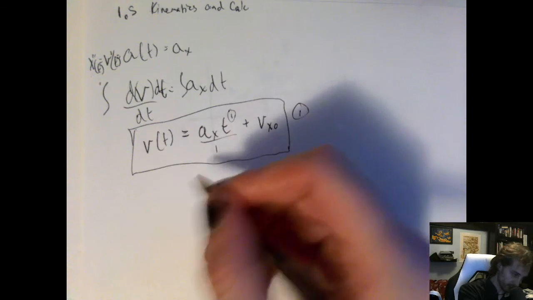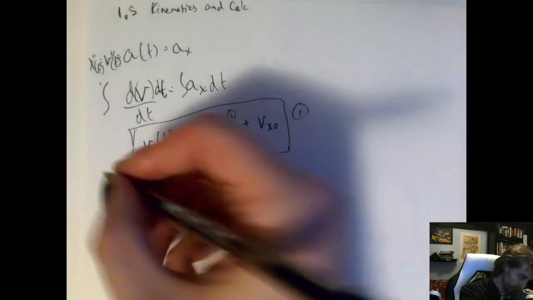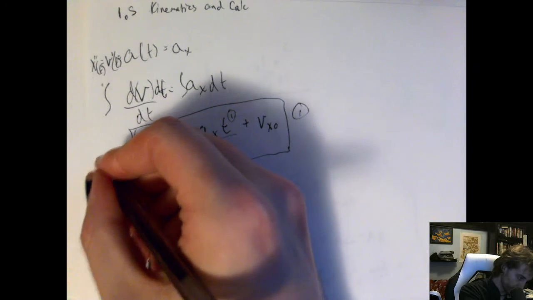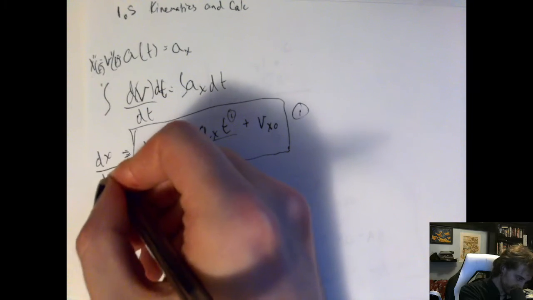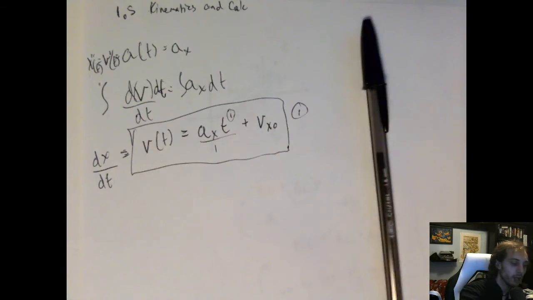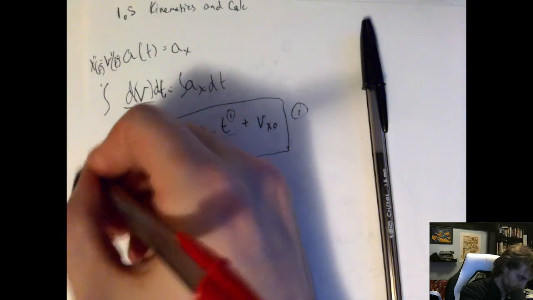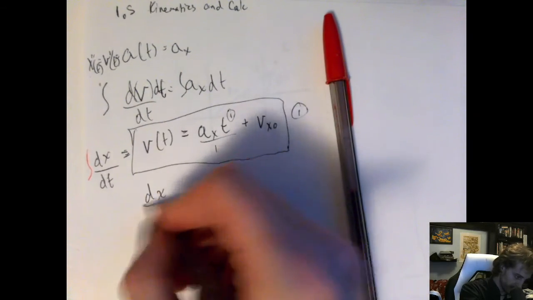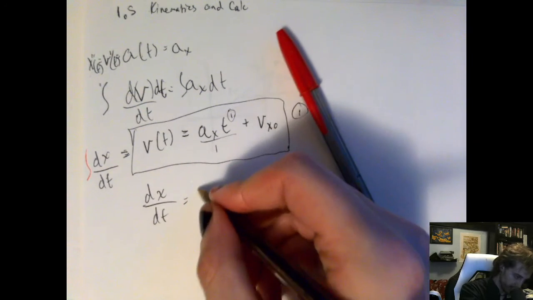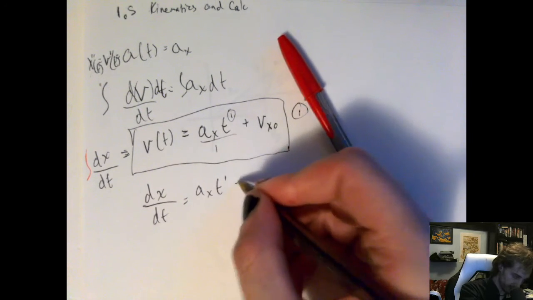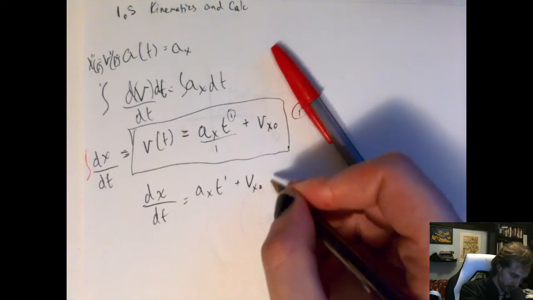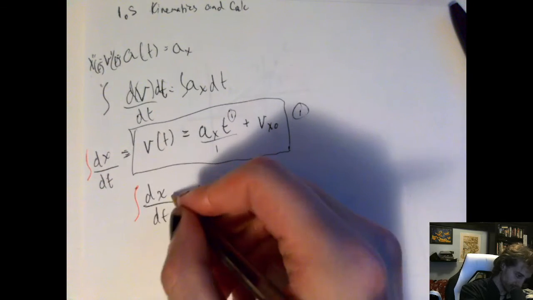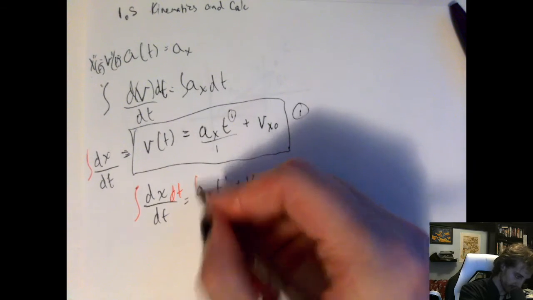If we then want an equation for position, we're basically going to do the same thing, where we say that this is equal to dx dt. And to get that one alone, I'm going to rewrite this. So dx dt is equal to ax t to the first plus vx naught. If I want to just have x, I'm going to have to integrate with respect to time on both sides.